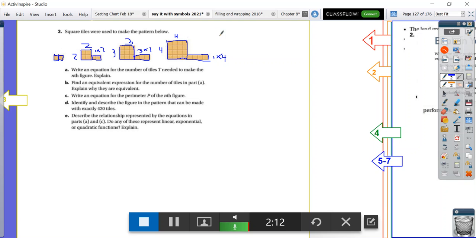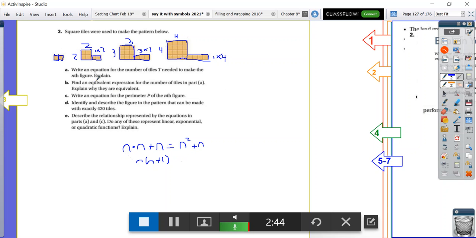All right, so how do I find the equation? Well, the square is just the figure number, I'm going to call the figure number n, times the figure number. And then the tail is always just the figure number. So to simplify that, we have n times n, which is n squared, plus n. Now obviously you could have written it as n times n plus 1, and that would have worked too.